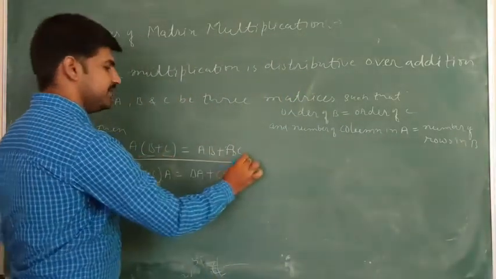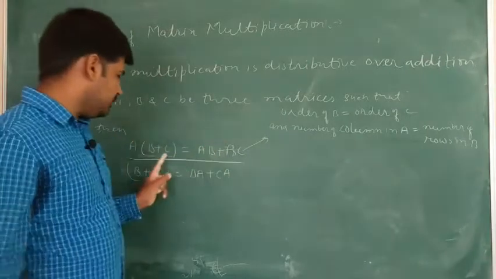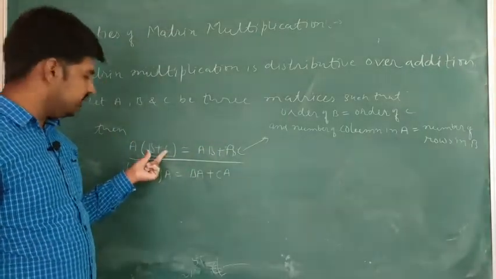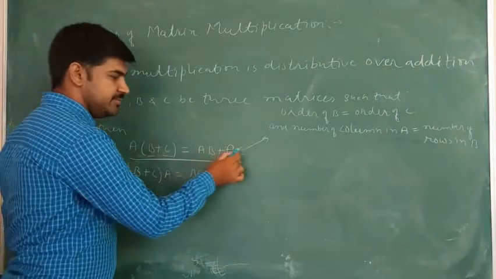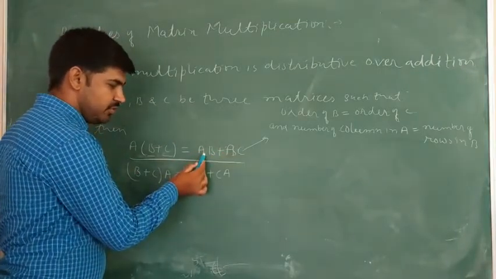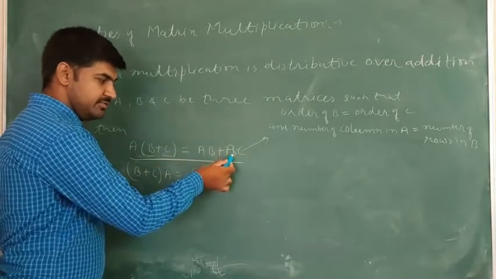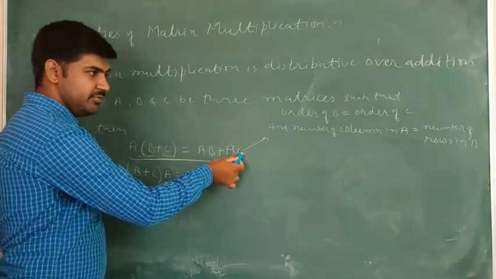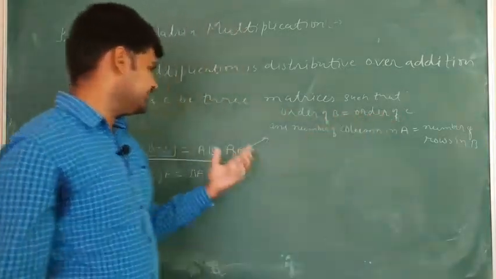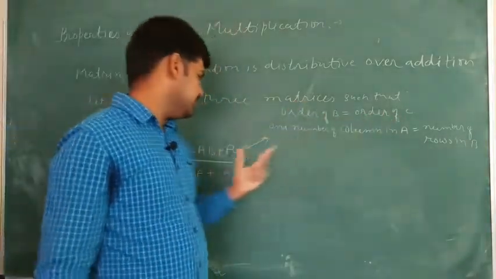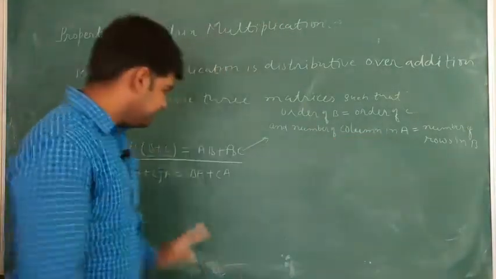For this particular statement I am writing, students, that the order of B and C is the same, then only they are being added, and then A is being multiplied by B and A is being multiplied by C. It means the number of columns in A is equal to the number of rows in B, and the number of columns in A is equal to the number of rows in C. But the order of B and C is the same, therefore we don't need to write this one, this is enough. So that is what I have written here for this particular statement.